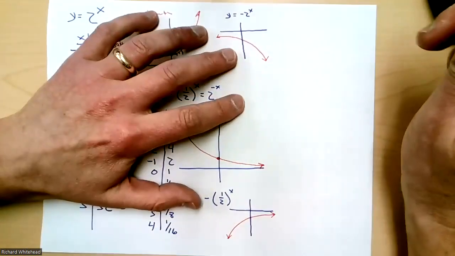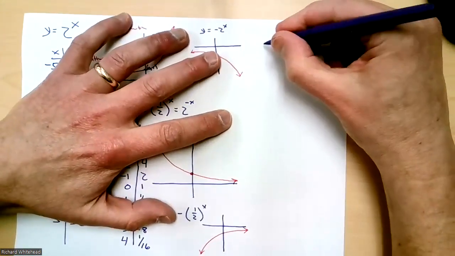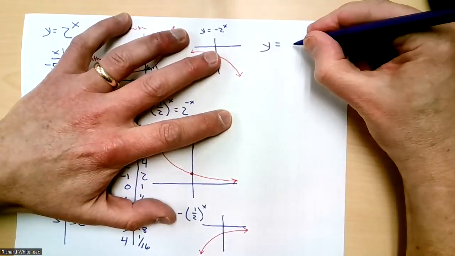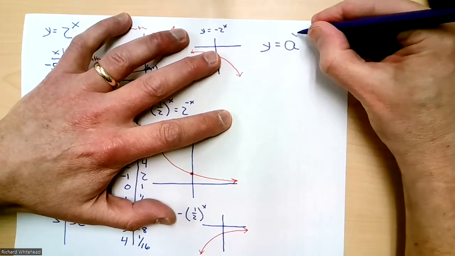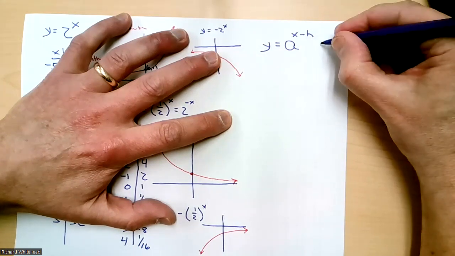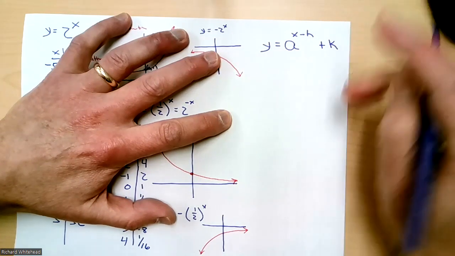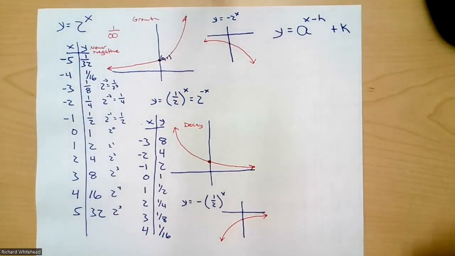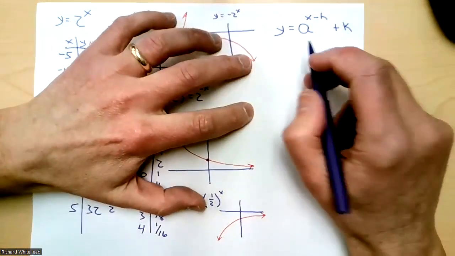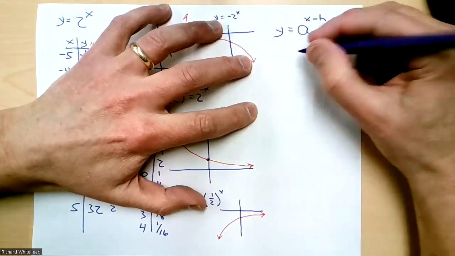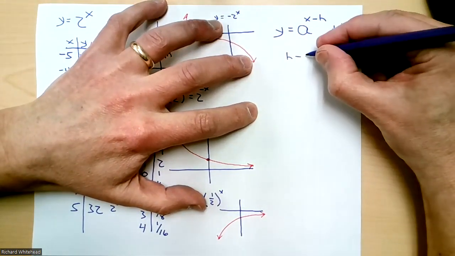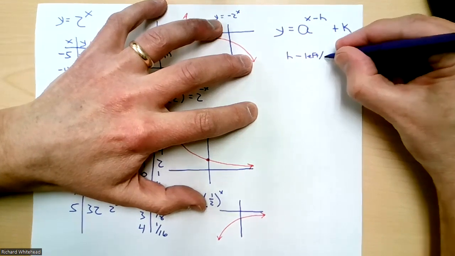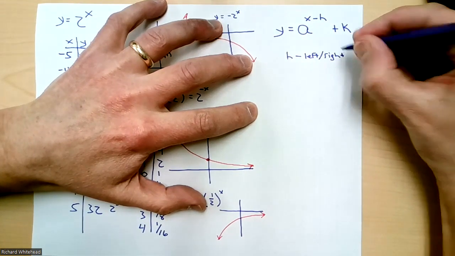But here's where it is going to get to be an issue, when we start shifting left and right and up and down. So this gets into the good old HK form. And I know you saw lots of HK form back when you were in Algebra 1 and Algebra 2. And we did a little bit of this when we were graphing trig functions. So A is our base. H is the left-right shift.